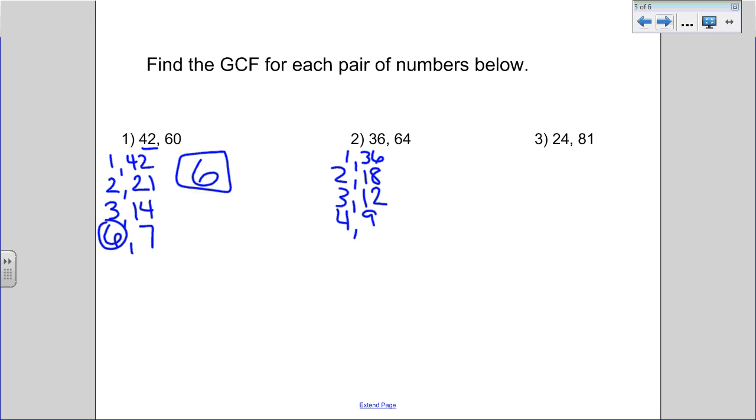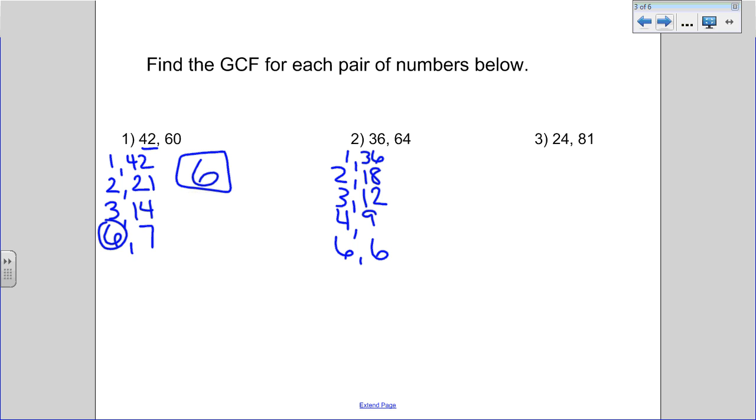Does 5 go in there? No, we're not even trying 5, are we? Does 6 go in there? 6 times 6. And you're done. When you find a pair that's the same, ladies and gentlemen, you've exhausted all your options. You don't need to try 7. You don't need to try 8. So now I need to go through there and find which of those divides into 64.